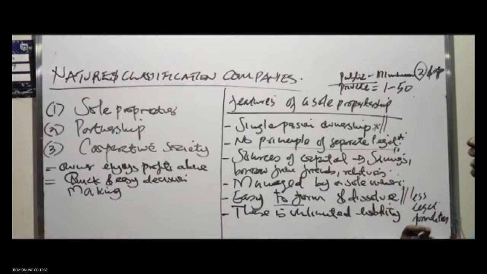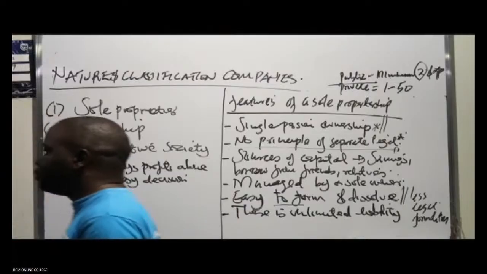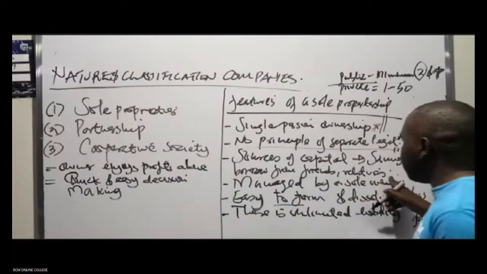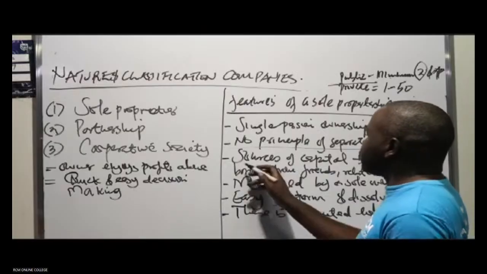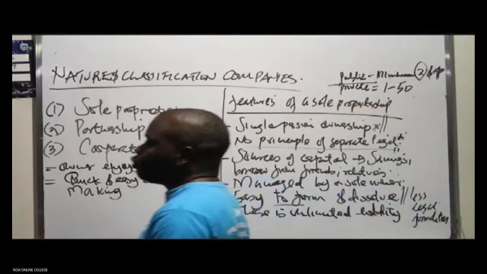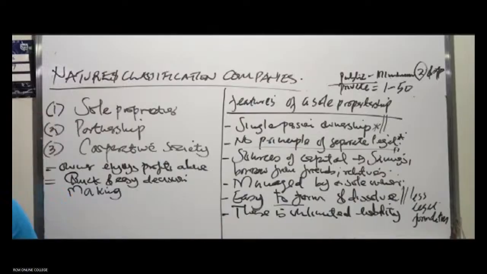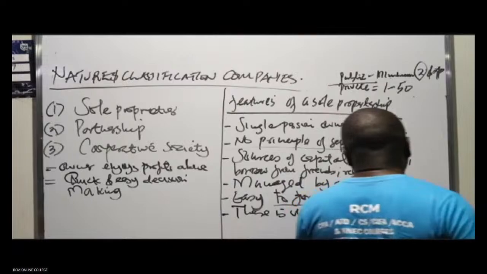For a sole proprietor, you'll be so much limited in terms of raising capital. You can just utilize maybe your savings, or do some borrowings from friends or relatives. Then you can get the source or the means of capital. But for a company, the options are wider, because you can easily sell your shares. Then in this case, it is managed by a sole owner.